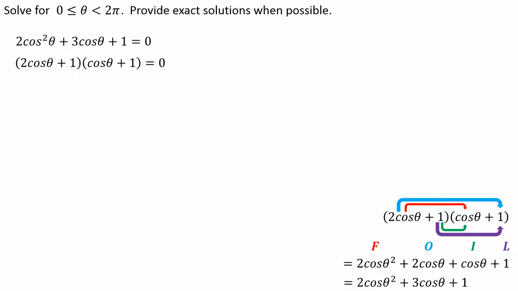I think factoring is much easier than completing the square or using the quadratic formula. If I'm factored, I set each factor equal to 0. Solve each equation, or at least solve it as far as I can. It looks like I'll be happy anytime cosine of theta has a value of negative 1/2, and anytime cosine of theta equals negative 1.